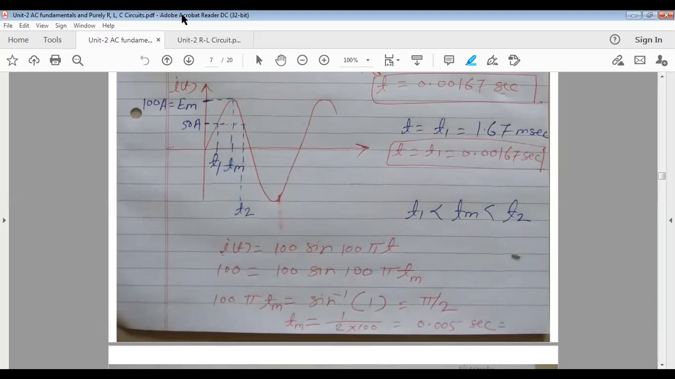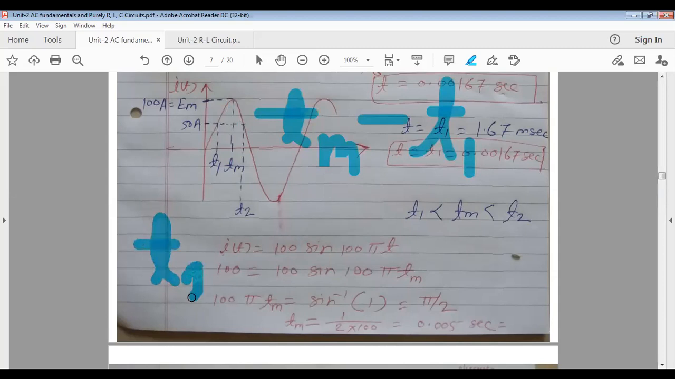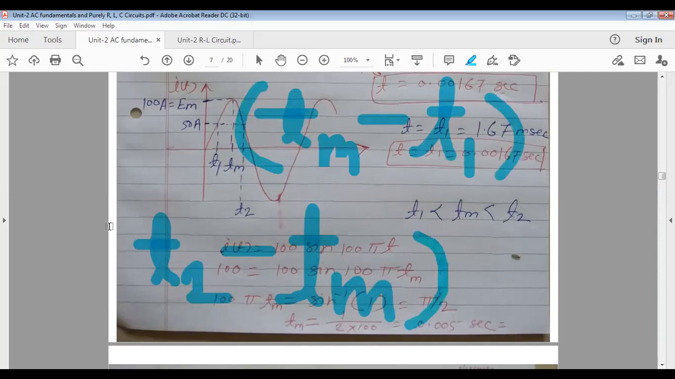Another option I am telling you. Suppose I do Tm minus T1, and if I do T2 minus Tm, both will be the same or different? Same, isn't it? Same it will be. This T2 minus Tm is the same as Tm minus T1. Okay. And Tm you know.